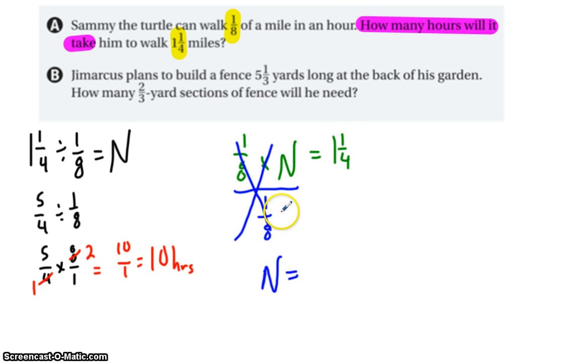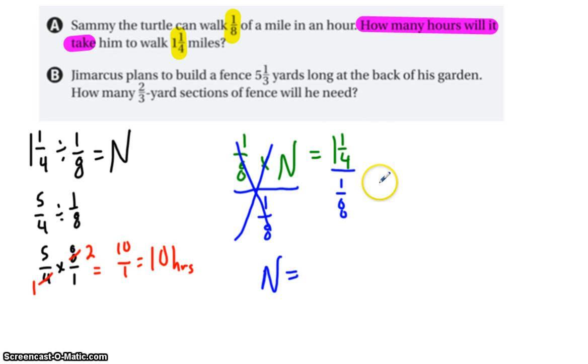But I have to keep my equation balanced. So what that means is I have to do the same thing to the other side. So I have to divide 1 1/4 by 1/8. Now this uses the property of math called the property of equality. It states that what we do to one, we have to do to the other. We use it all the time with fractions. We're going to use it with equations. It's how we keep things balanced.